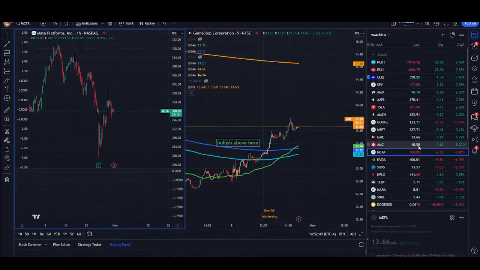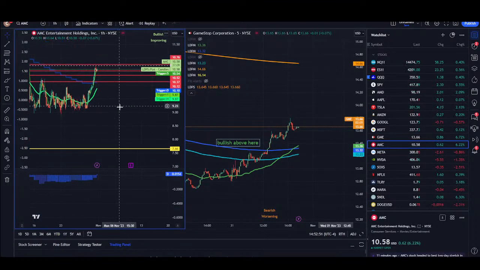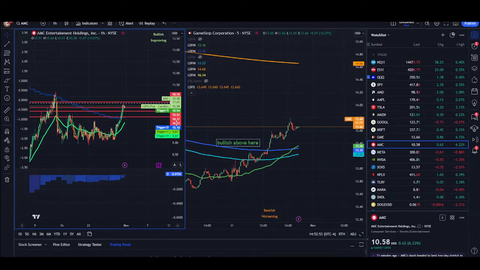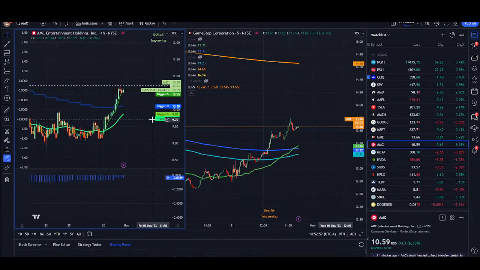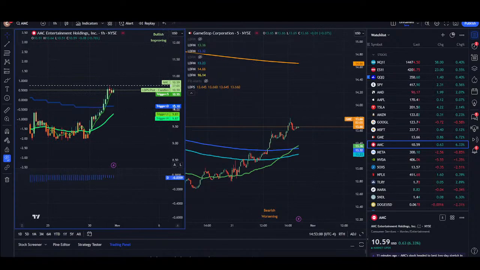AMC, of course, is also getting primed for a huge move if the hourly trigger can cross above the daily trigger. But we're not going to discuss that right now. So you can see the daily trigger is at 1010.